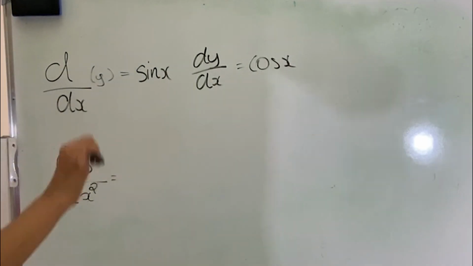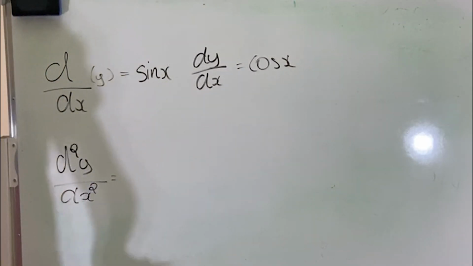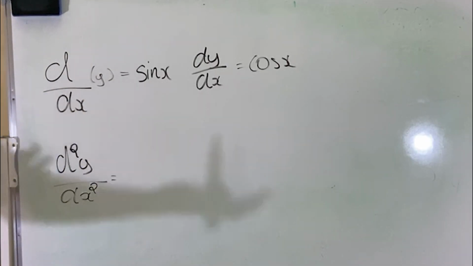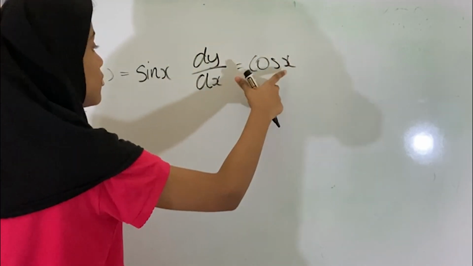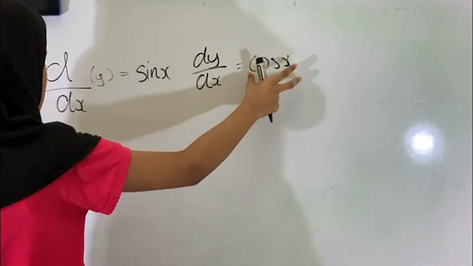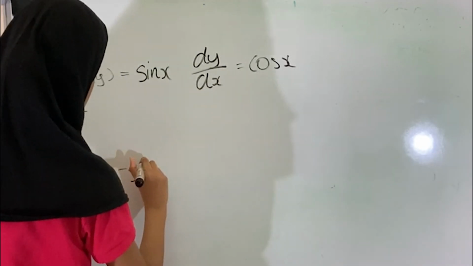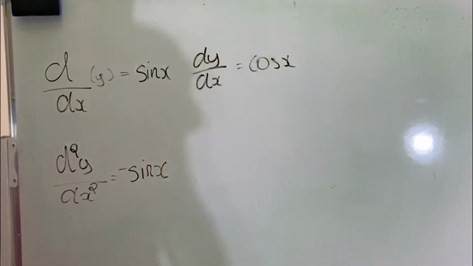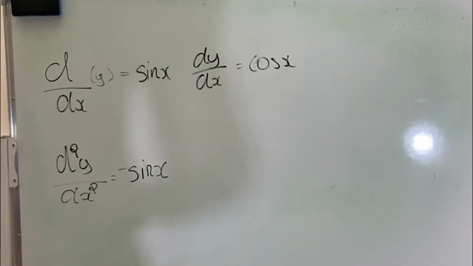So if dy by dx of sin x is cos x, to find d square y by dx square, we need to find the derivative of it one more time. So let's find the derivative of cos x one more time. The derivative of cos x is minus sin x.